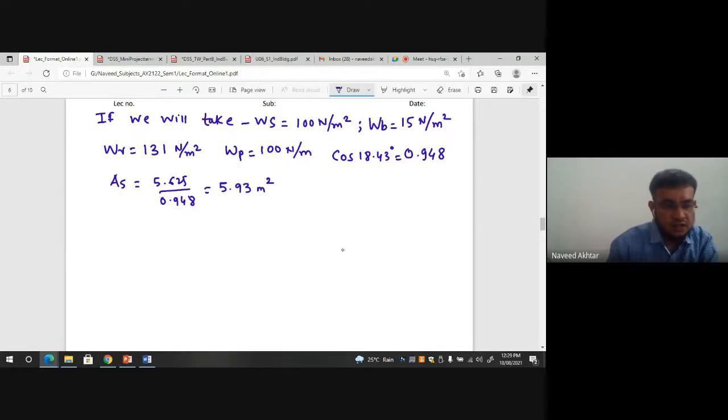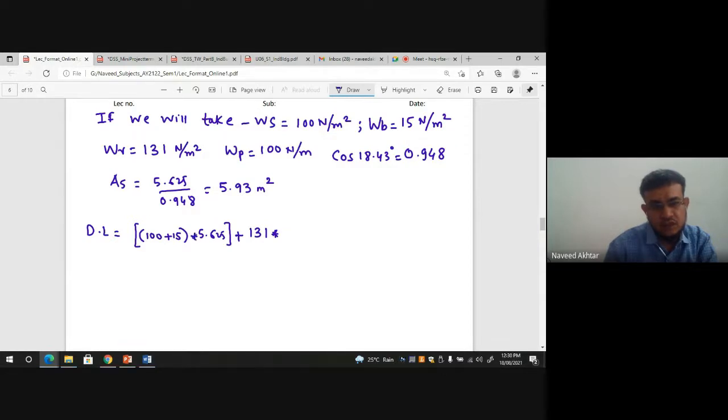Five point nine three meter square. So I will put all this value. Dead load is equal to 100 plus 15, into plan area 5.625, plus 131 slope area. Slope area is 5.9.